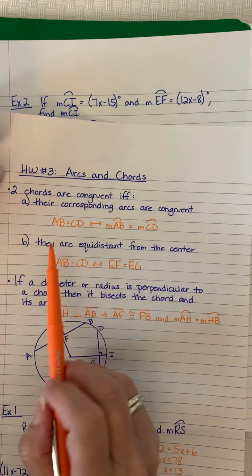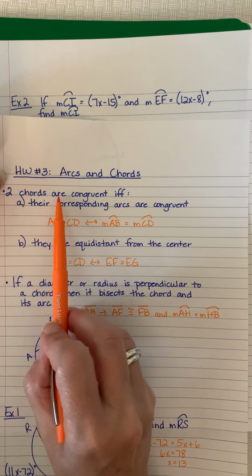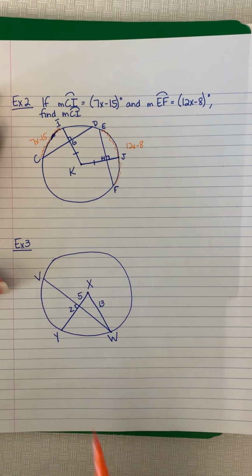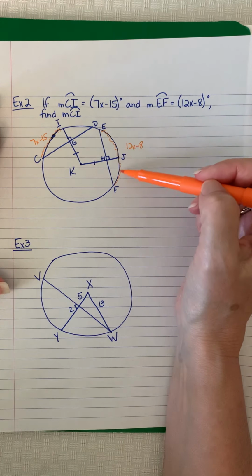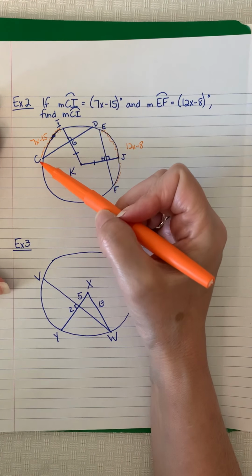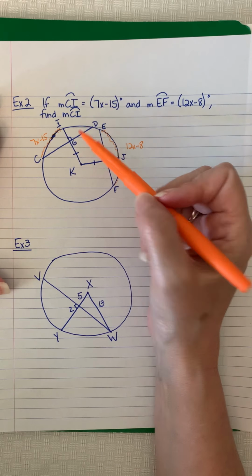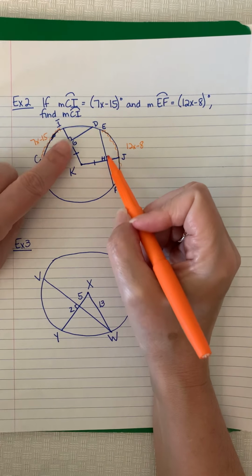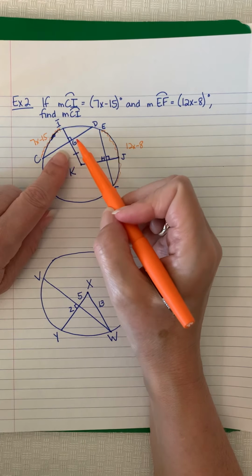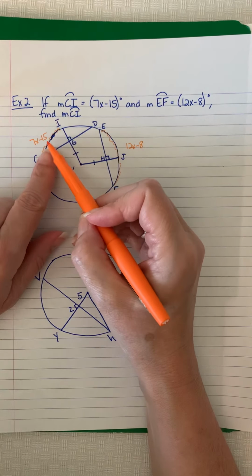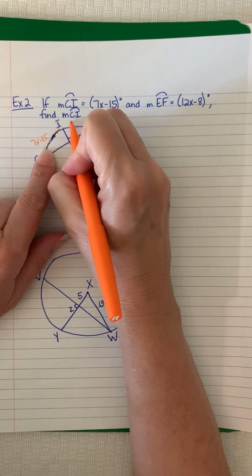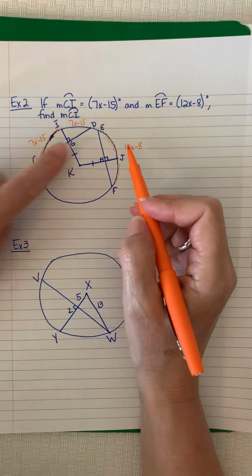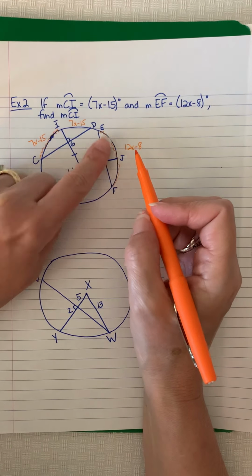What that means is that these arcs are equidistant from the center. And looking here, if chords are equidistant from the center, then the chords are congruent and the corresponding arcs will also be congruent. So therefore, the measure of arc EF is the same as the measure of arc CD. Well, we don't have this whole thing, but we also know that if the radii are perpendicular to the chords, that it bisects the chords and it bisects the arc. So if this is 7x minus 15, this side also has to be 7x minus 15. So this entire arc is congruent to this entire arc.